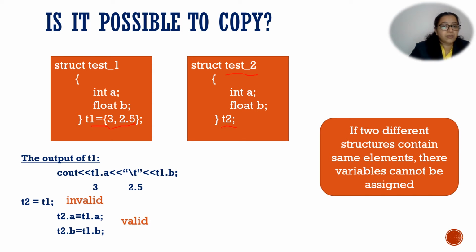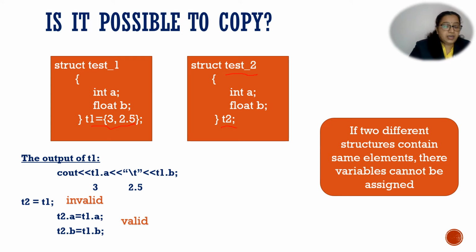Okay, understood now? So copying from one variable to another, if it's a structure type, is possible only if the structure data type is the same. Otherwise, we have to copy element by element. Direct copying is not possible. Understood? Okay, it is important.